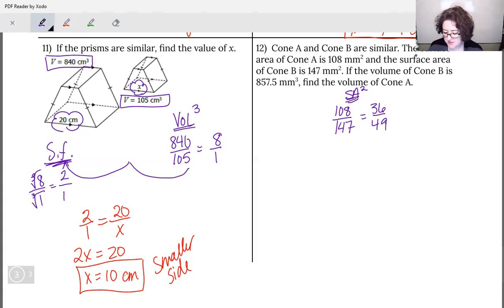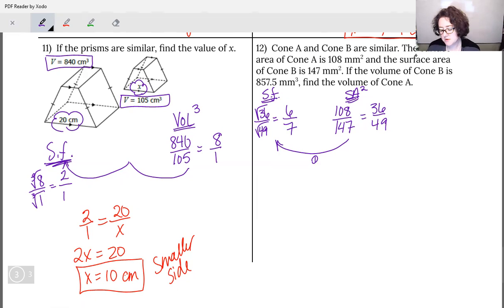Yeah, so first step, take it back to your scale factor, which means what do we have to do to the 36 and the 49 if surface area was squared and scale factor isn't? Take the square root of both. So square root of 36 and square root of 49, those should look familiar. Yep, square root of 36 is 6. Square root of 49 is 7.